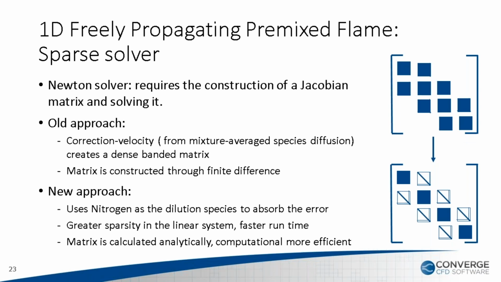So the newer approach is that instead of using correction velocity, we use nitrogen as a dilution species. So we don't transport nitrogen. We just use nitrogen to absorb the error, to ensure the species mass fractions sum up to 1. What this does is result in greater sparsity in the matrix. You can see on the left here, after we use the new approach, we still have a dense matrix on the diagonal, but the sub-diagonal matrices are more sparse now. So to solve this matrix, we have a faster runtime. And in addition to that, we also compute this matrix analytically, so it is computationally more efficient.